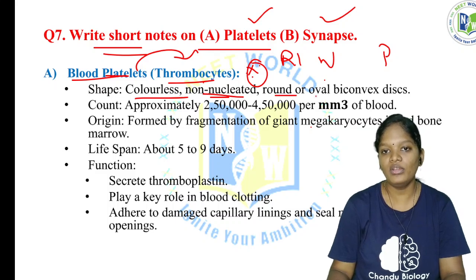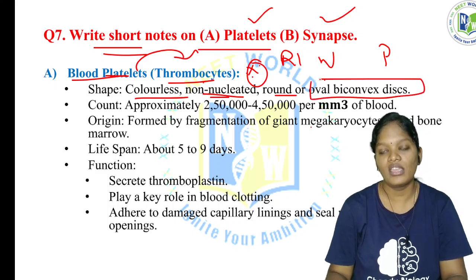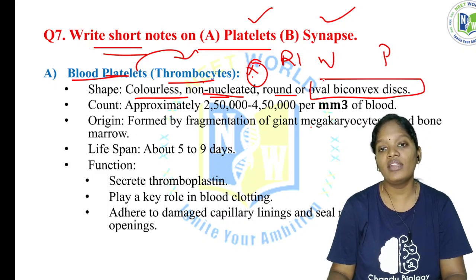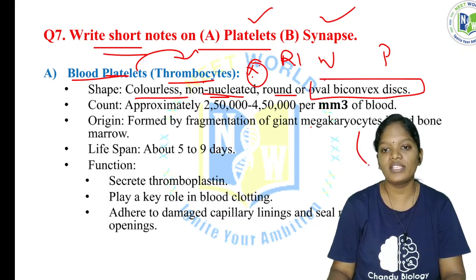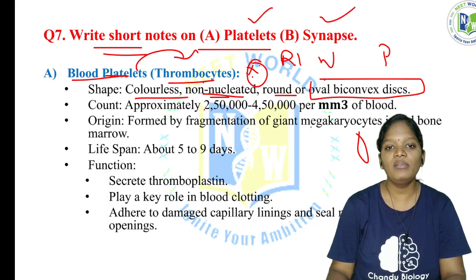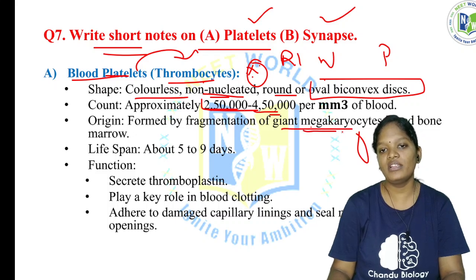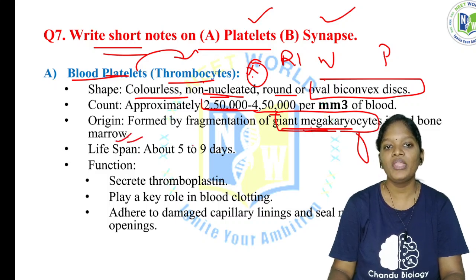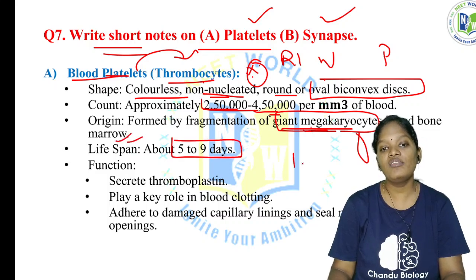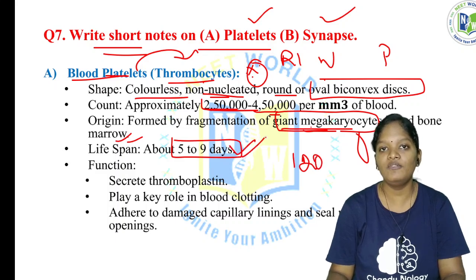It is a round and oval biconvex disc. In case of RBC it will be biconcave, but here it will be biconvex. The count is in lakhs, 2,50,000 to 4,50,000. It is formed by fragments of megakaryocytes, the mother cell of platelet formation, in the red bone marrow. What is the lifespan? The lifespan of RBC is 120 days. The lifespan of platelets is 5 to 9 days.